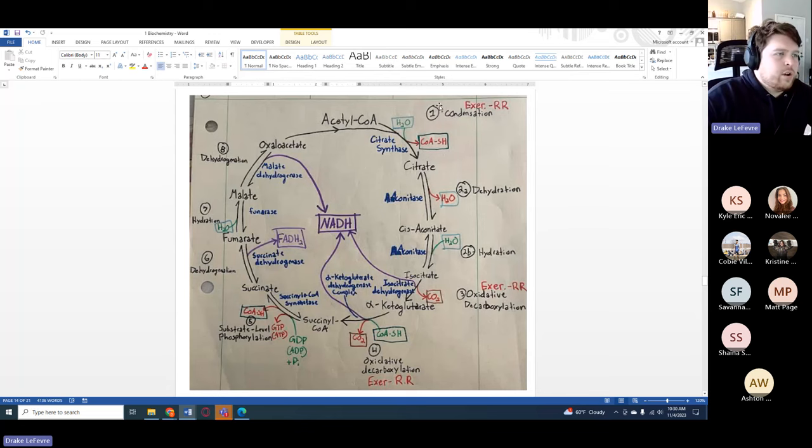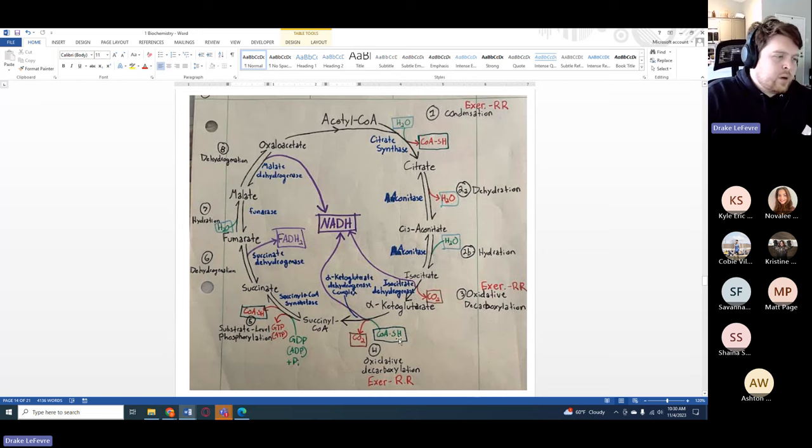The kicker is you also have to know what kind of reaction this is, whether it's a condensation, dehydration, decarboxylation. If it has the word dehydrogenase in it, it's going to be a decarboxylation reaction. But you need to memorize those as well, knowing the order of what they are, what kind of reaction they are, because I'll throw a couple of questions in there as well.